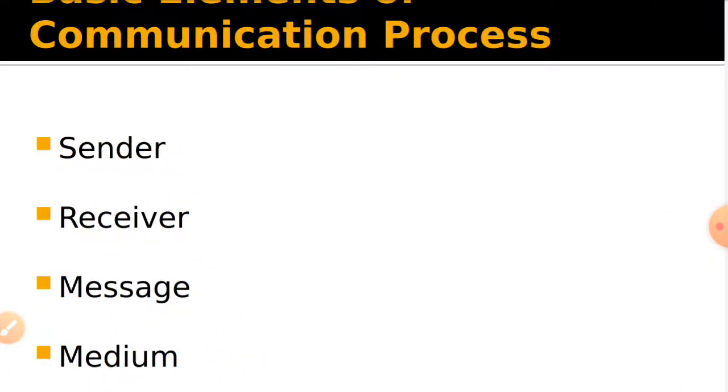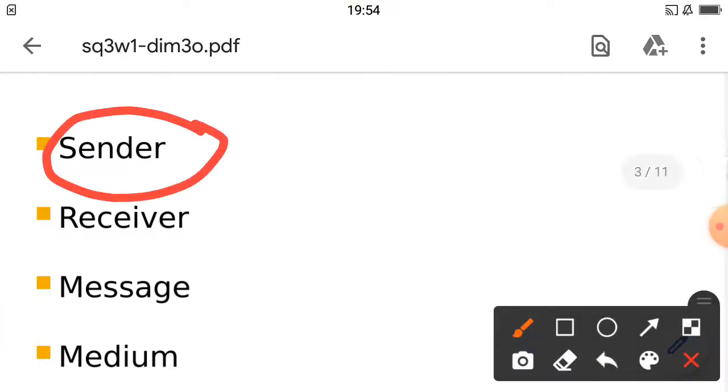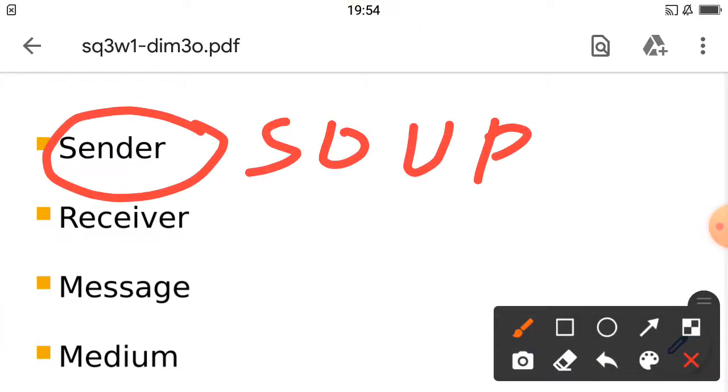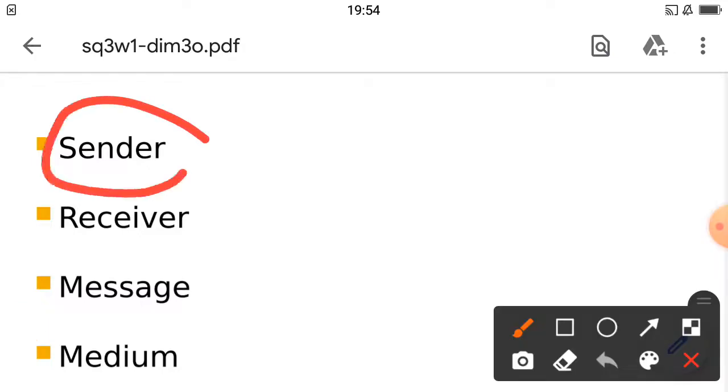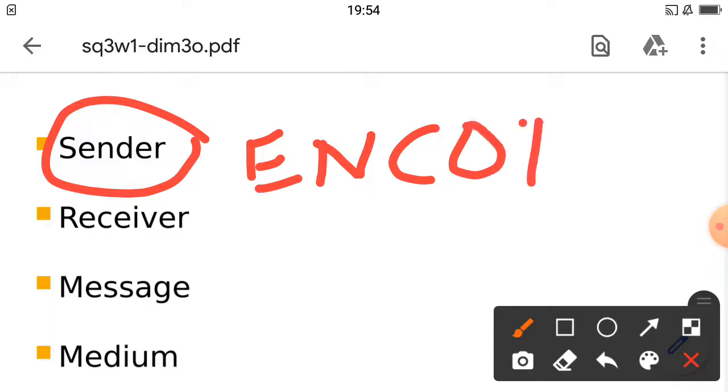The sender is also known as the communicator or the source. So the sender is the source. The sender has some kind of information, and so he or she encodes a message in a form that can be understood and then transmits the message. So the sender encodes a message.